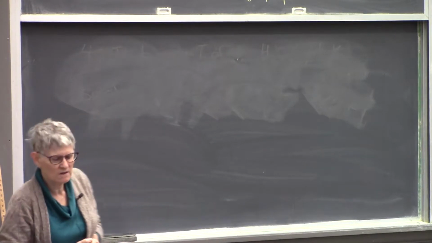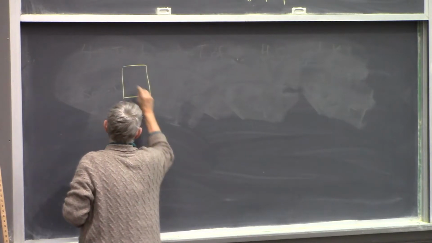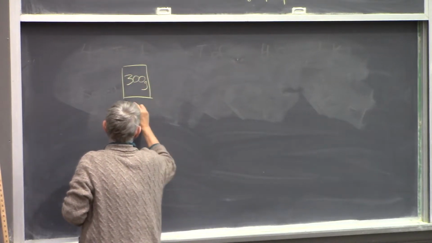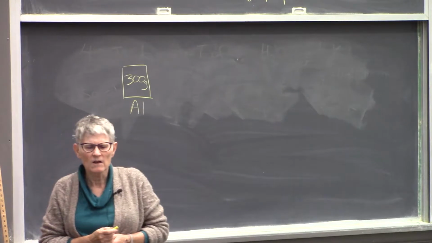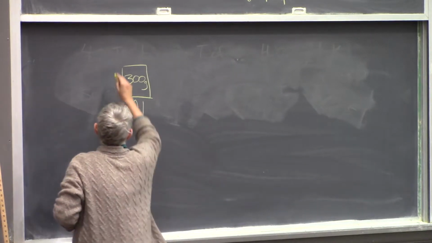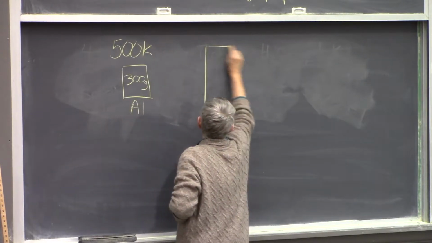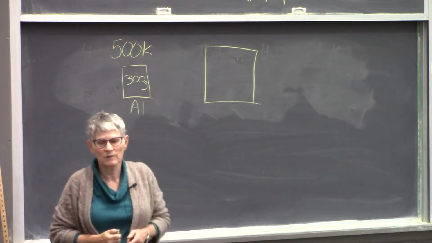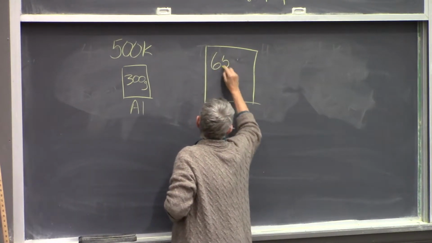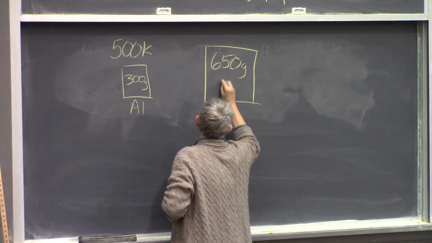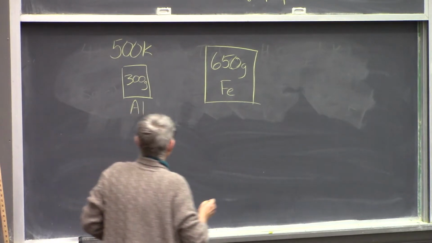So let's consider another example. Suppose we have a 300 gram block of aluminum whose temperature is 500 Kelvin, and we have, let me get the numbers right, a 650 gram block of iron whose temperature is initially 300 Kelvin.